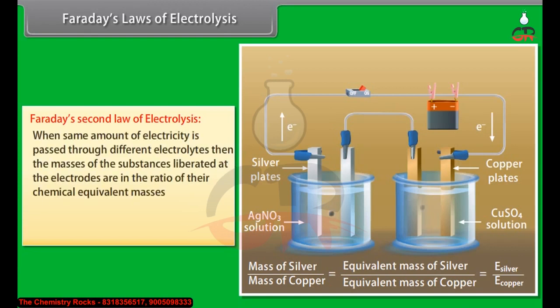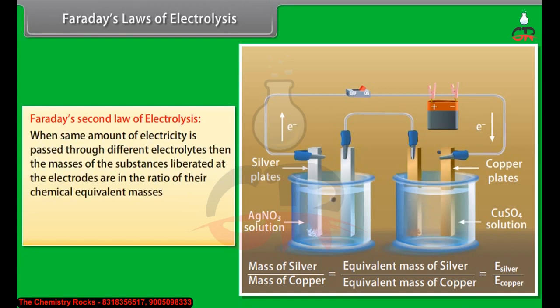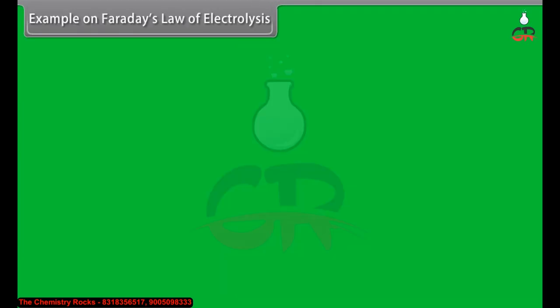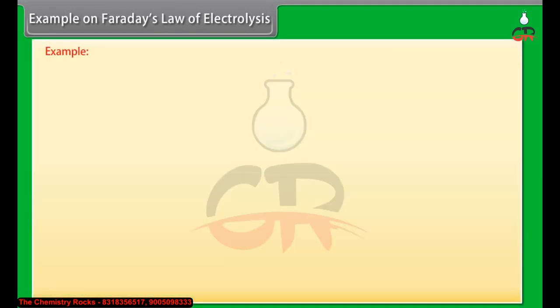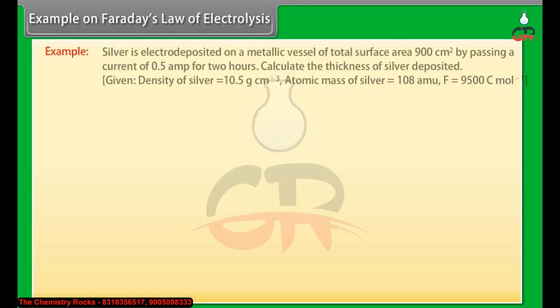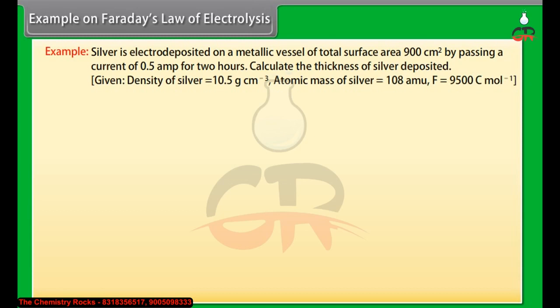When the same amount of electricity is passed through different electrolytes, then the masses of the substance liberated at the electrodes are in the ratio of their chemical equivalent masses. Example on Faraday's law of electrolysis. Let's take an example on Faraday's law of electrolysis. Silver is electrodeposited on a metallic vessel of total surface area 900 centimeter square by passing a current of 0.5 ampere for 2 hours.